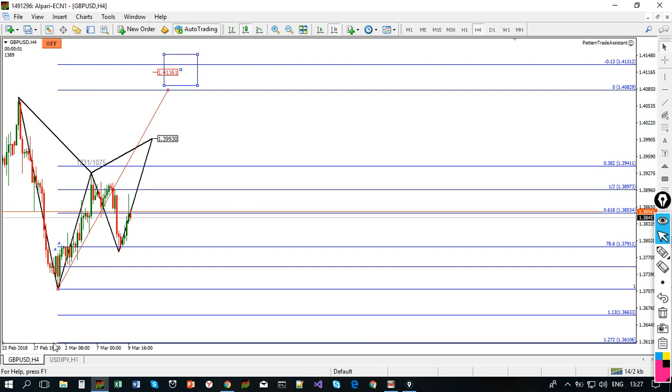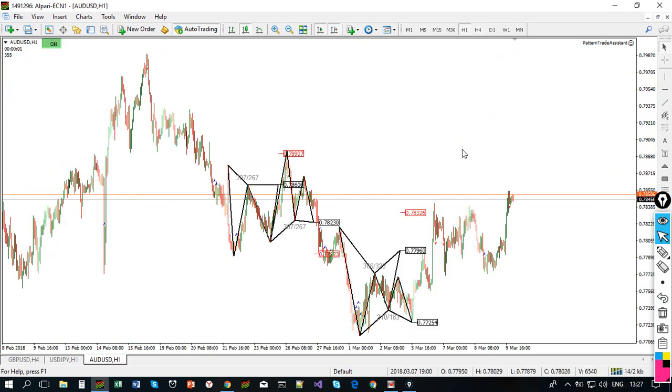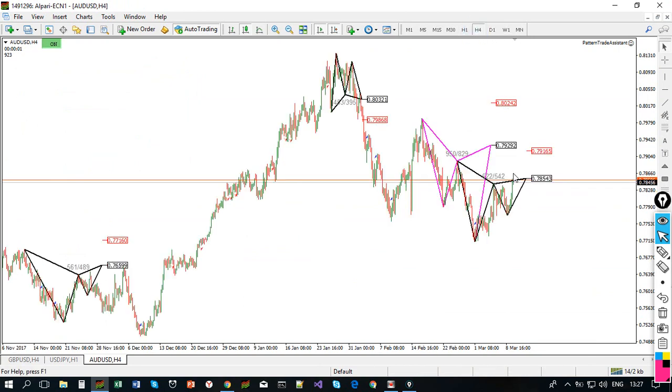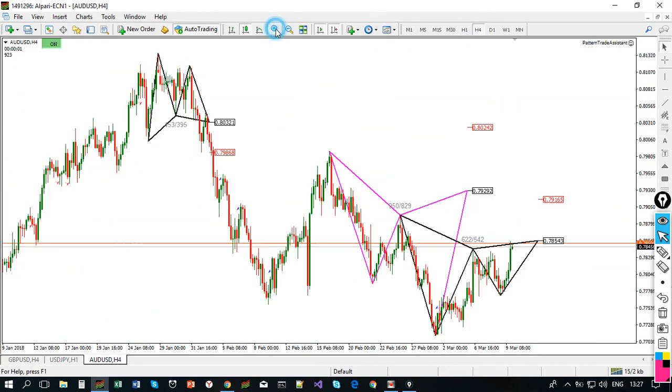Well, next trading opportunity is the Aussie dollar. Let the chart load. Let the 4 hour be calculated. Okay, here are the two trading opportunities. The one is this one, and the second is this one.